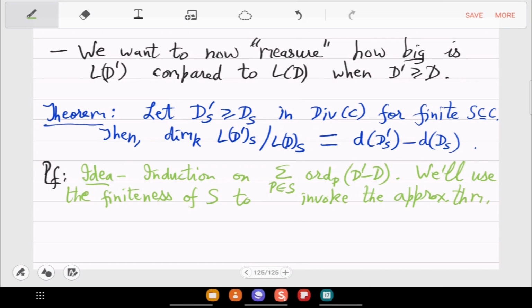Since these points are finite, the set S is finite, we can invoke the approximation theorem for finitely many points. It will give you these finitely many valuations, and that will give us the functions we want in the proof. Approximation theorem on valuations for P in S. That is the plan.